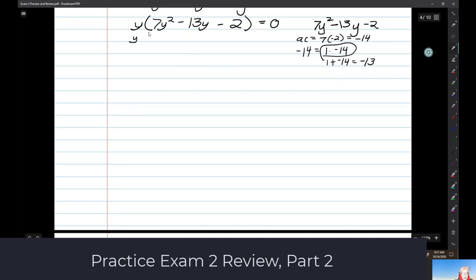So let's do y times, bracket, 7y squared minus 14y plus 1y minus 2. And the reason I want to put brackets is that in the next step, I plan to make my y's smaller. And put parentheses around the first two terms and parentheses around the second two terms.